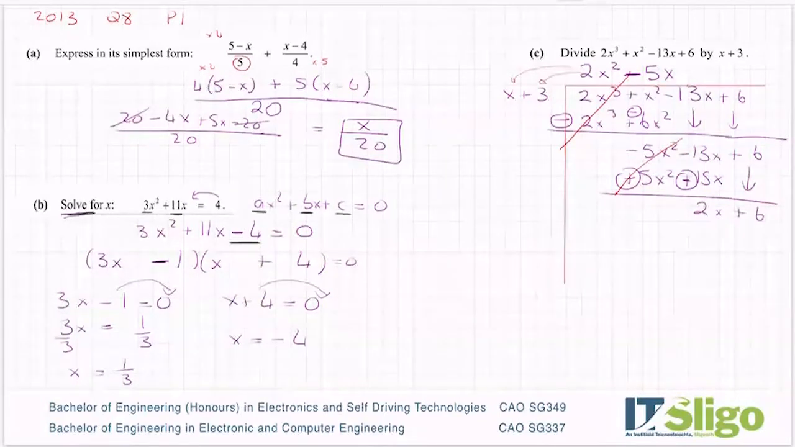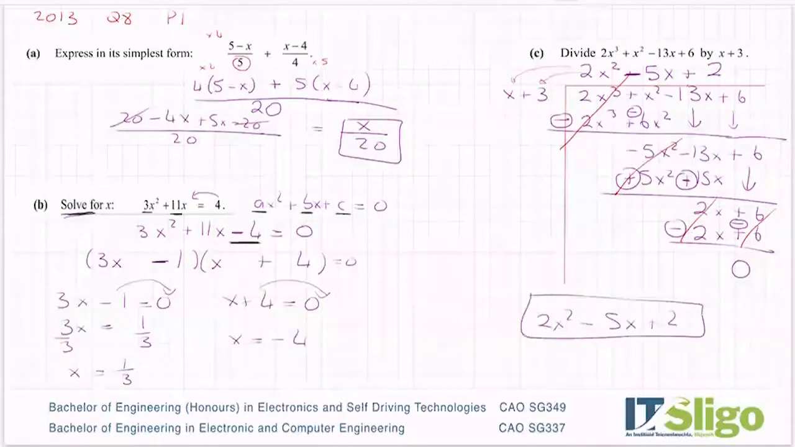And we do it again. What must I multiply by x to bring it up to 2x? Well, a plus 2. And then you multiply that by both terms on the outside. So 2 by x is 2x, 2 by 3 is 6. Change the sign, change the sign. Everything cancels, and I get my 0 at the bottom. So my answer is 2x squared minus 5x plus 2. Okay, it's the bit that's left over. Okay, so that was part C.